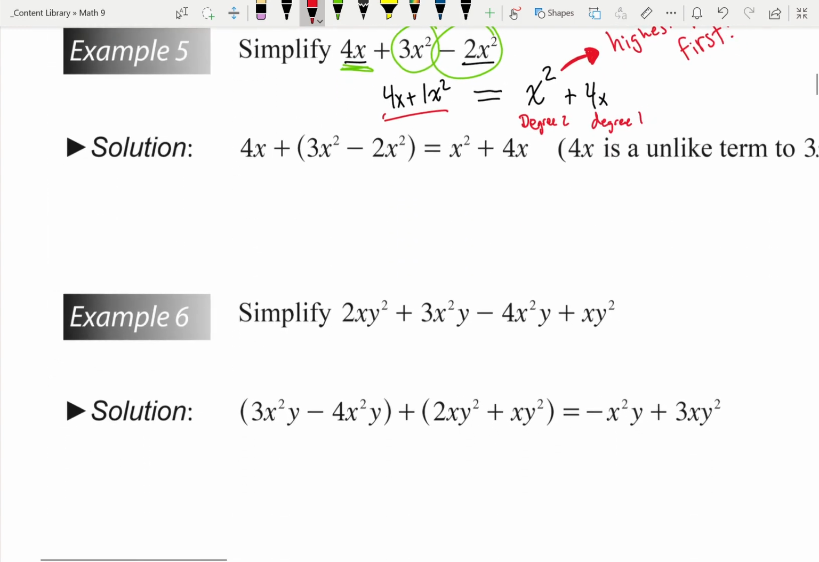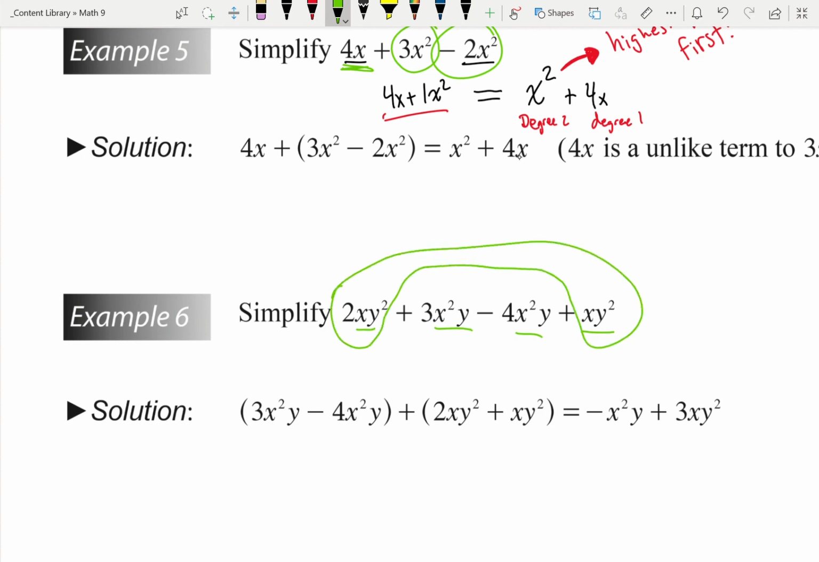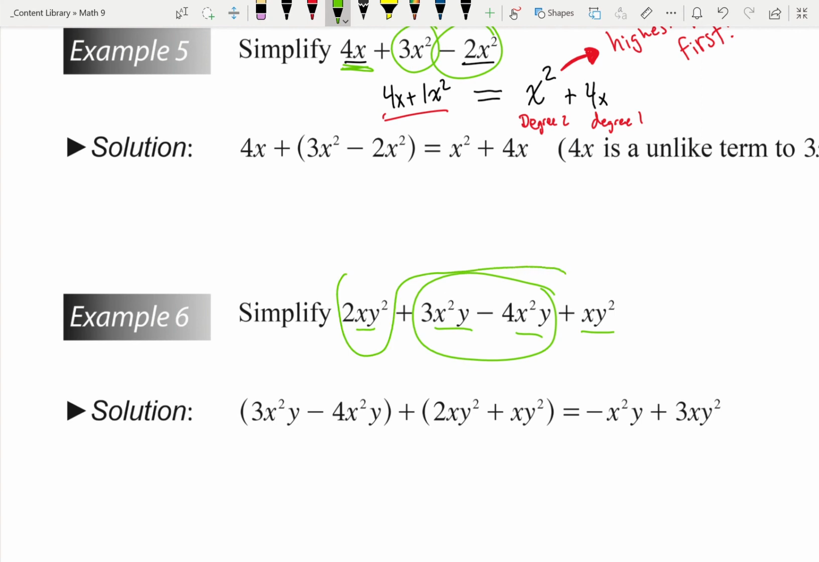Last one. This one's tricky. I'm going to look at my variables first. So I have x and y squared, and I have x squared and y, x squared and y, and x and y squared. So what I like to do is I like to circle and connect the things that are connected to each other. And sorry, I just want to include that plus. So I've circled my like terms.